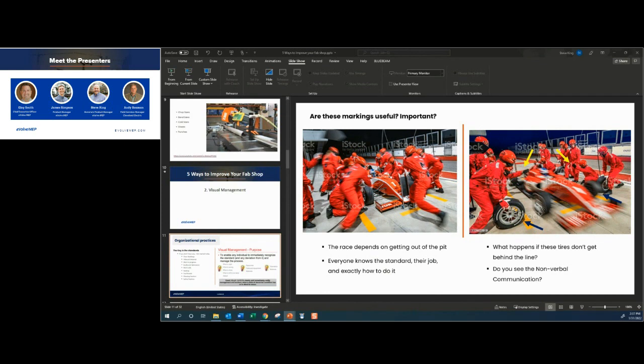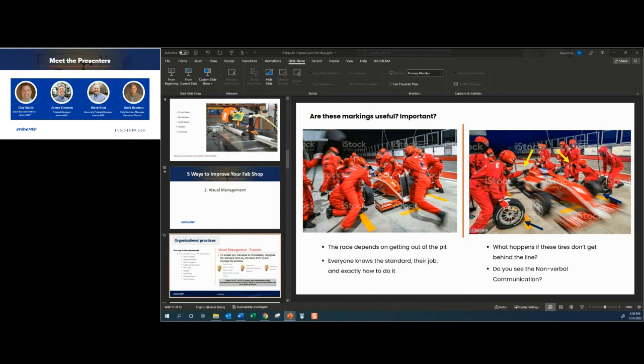And then you can see in the image on the right some nonverbal communication, which I'm a big fan of. I get tired of trying to tell people what needs to be done in a facility, especially if you get as big as Andy's and you've got 60 people running around a 75,000 square foot fab shop. You can't be telling everybody what needs to be done. They have to know what should be done.